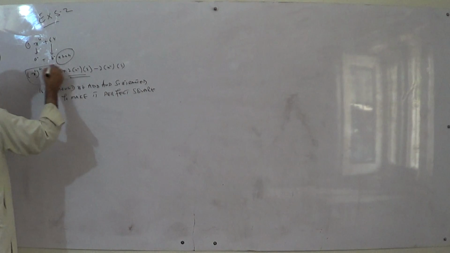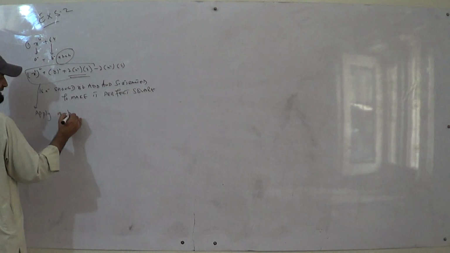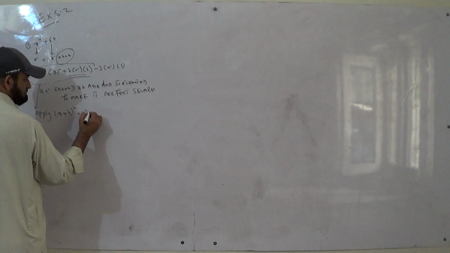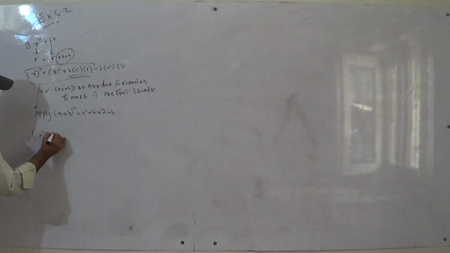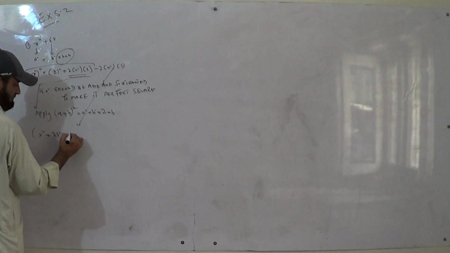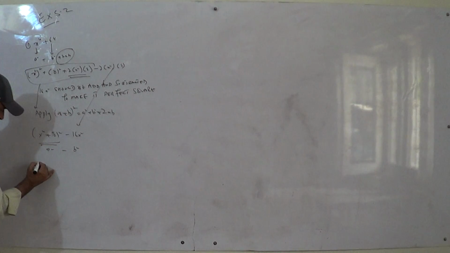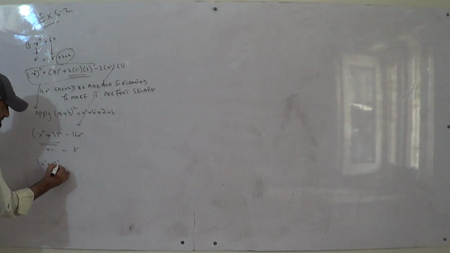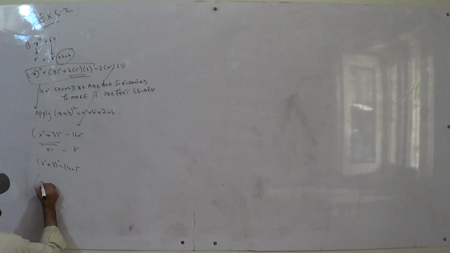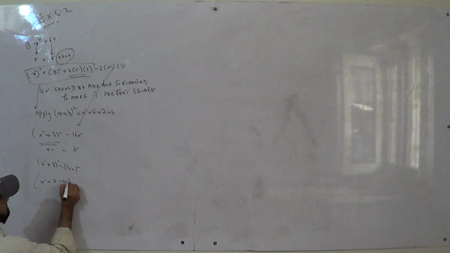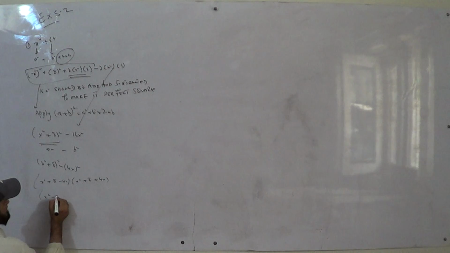Now apply (a + b) whole square. It will be (x square + 8) whole square minus 16x square. Now a square minus b square, a square minus b square. Applying the formula we get (a - b)(a + b). Write in descending order with respect to x.